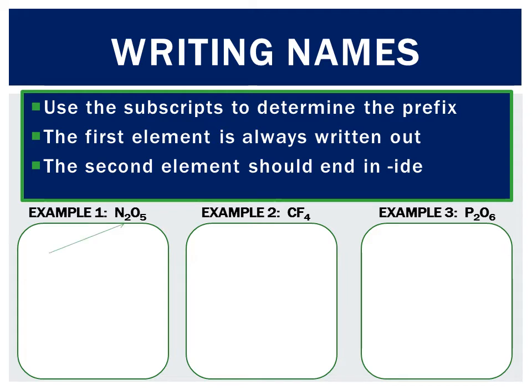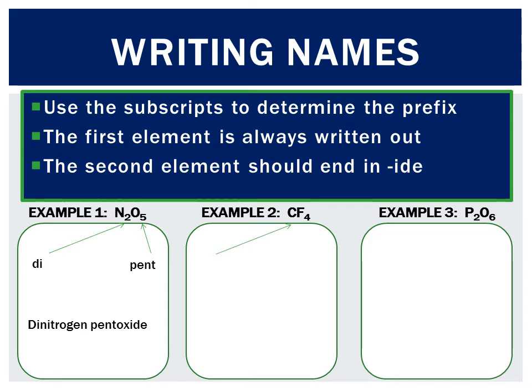Okay, so nitrogen has a 2 as a subscript. Oxygen has a 5. So the prefix that goes with 5 is pent. The prefix that goes with 2 is di. So 2 nitrogens, dinitrogen, 5 oxygens, pentoxide. You could write pentaoxide or pentoxide. Either one would be appropriate here.